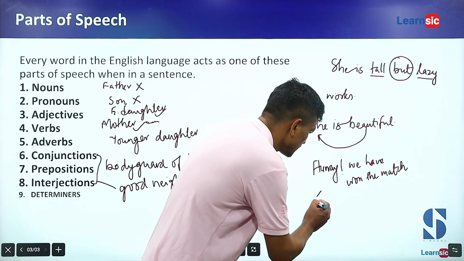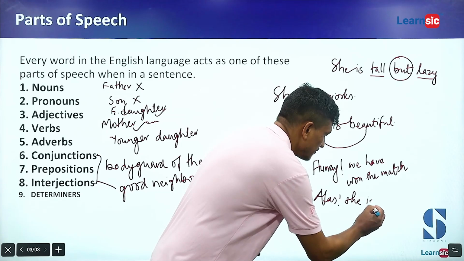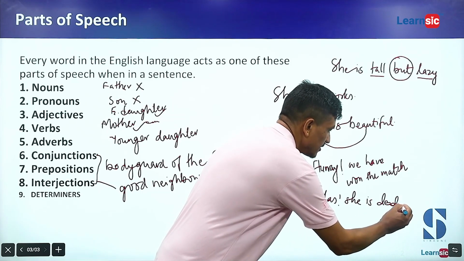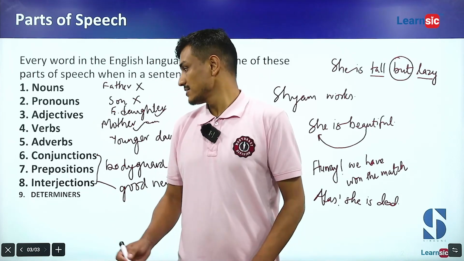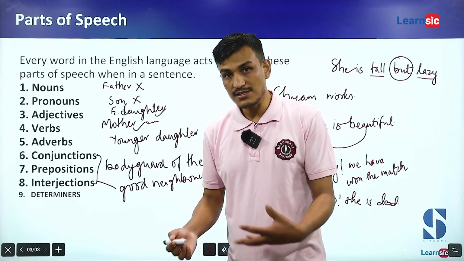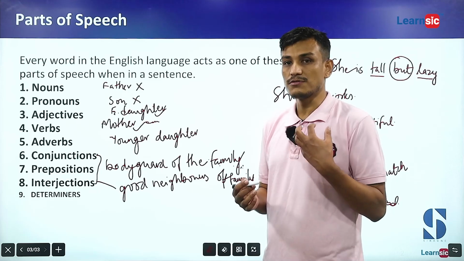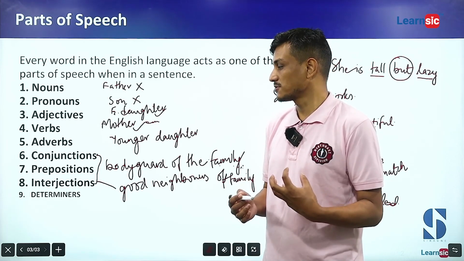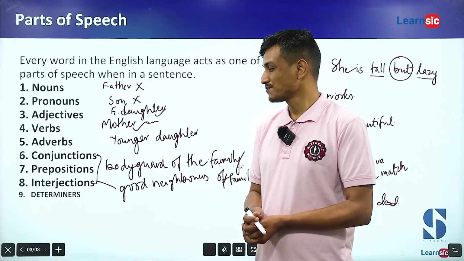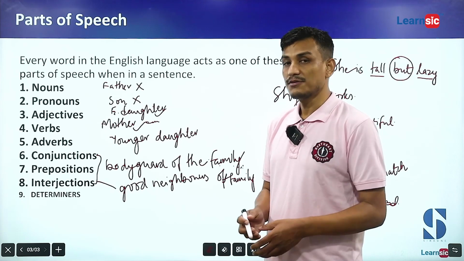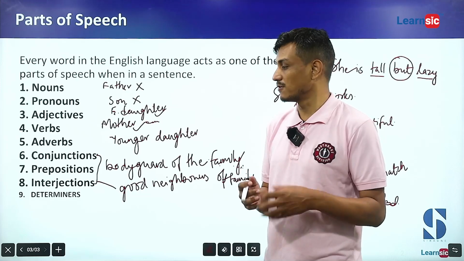If I say, alas, she is dead, it has come on a sad occasion, an unhappy occasion. So what are interjections? Interjections are the words that we use to express our emotions. We will again deal with interjections separately, but now you should just understand that interjections are emotion-expressing words.